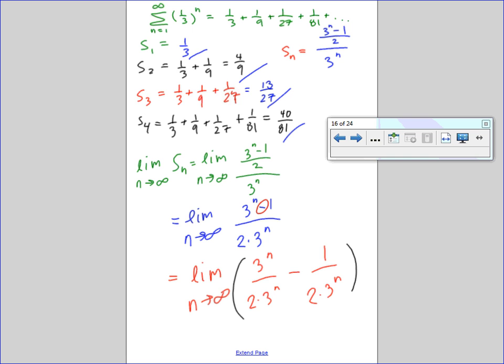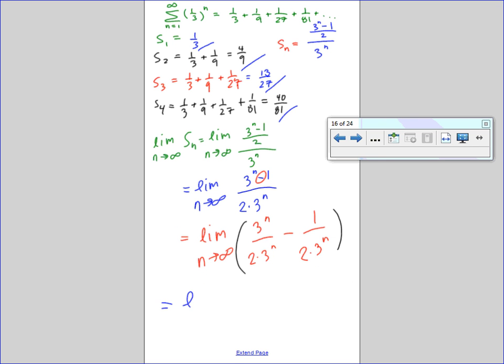And why is that helpful? Well, now we can continue to reduce. What's 3 to the n over 3 to the n? 1. So I get 1 half from the first term, minus 1 over 2 times 3 to the n. Consider the value of this expression as n goes to infinity. What happens to this overall expression as n goes to infinity? Well, as n goes to infinity, what happens to the second term?